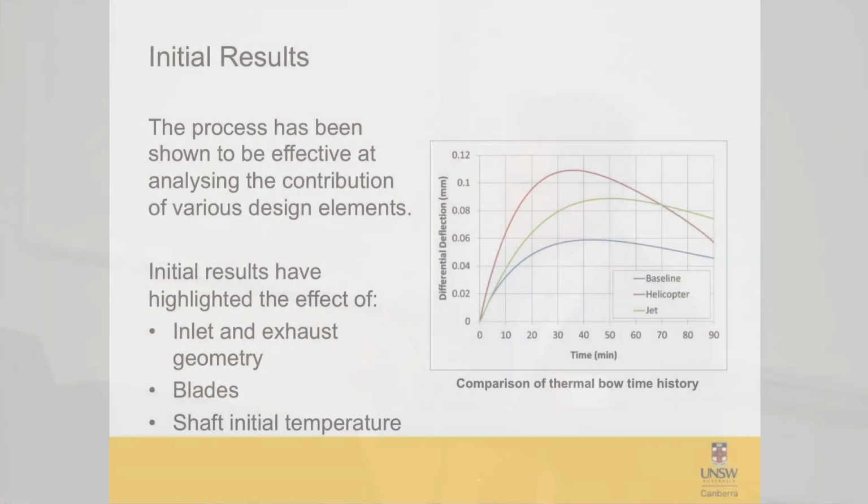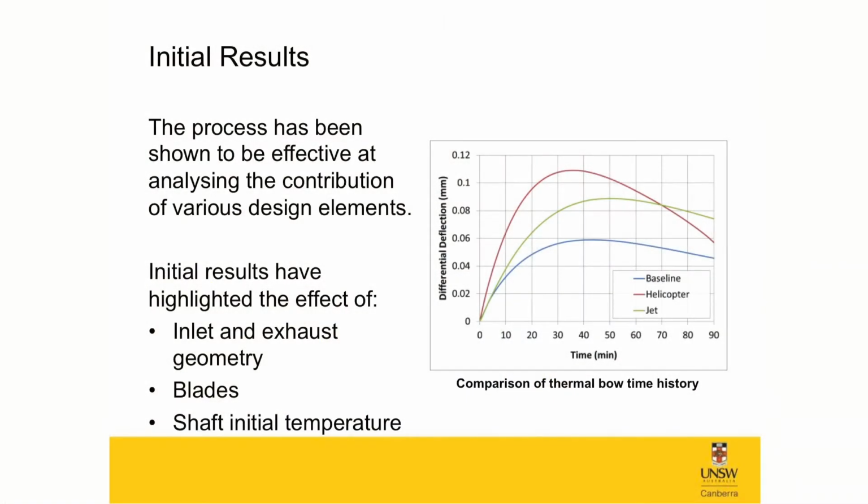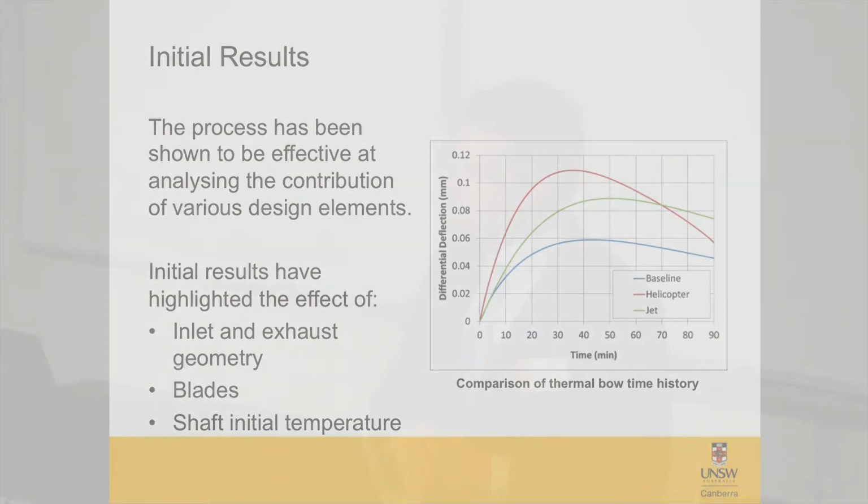Initial results show, looking at the inlet and exhaust geometry analogues, that they do actually have quite a significant effect. The blue line there is the baseline model, effectively no inlet or exhaust condition. And you can see that the bow is a lot smaller than the other two cases and much more gradual. Whereas the helicopter, primarily driven by the upturned exhaust, which draws air through the engine and cools parts of it faster than others, sees a much greater bending condition, a much greater severity of the bending condition. It reaches it faster, but it also cools and degrades more quickly.